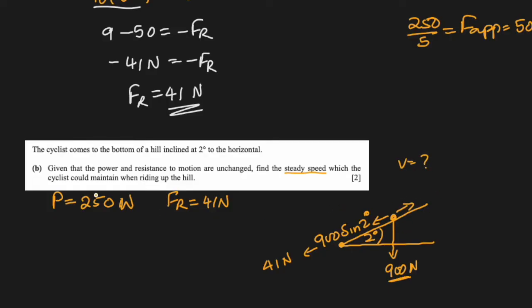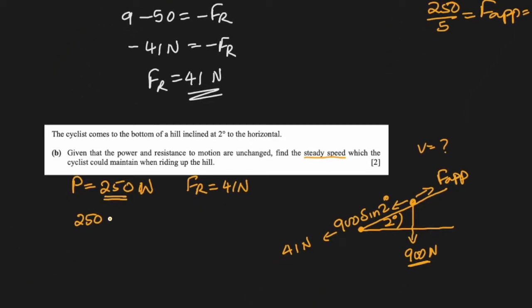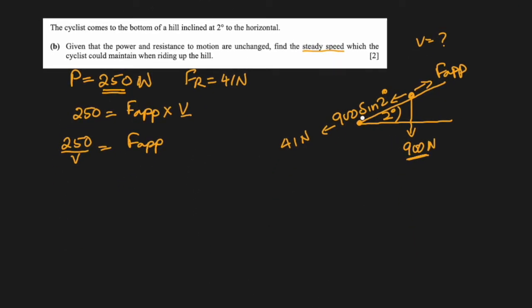Okay, so given that the power remains same, so this power is 250 watts straight. So can I find applied force which will be in this direction by the cyclist? So 250 power, I will use exactly same equation that I use here. Power is force applied times speed, and both of them are unknown to us, right? So what will we do? We'll write V here. It will become 250 divided by V equal to applied force.